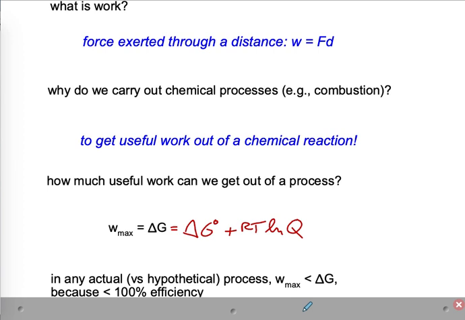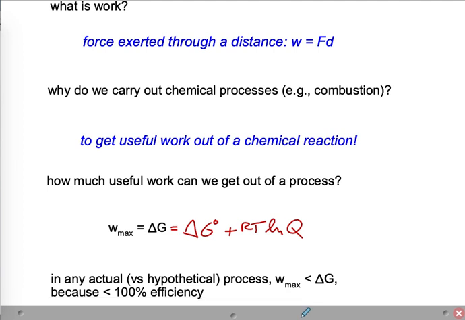Now, in reality, in an actual process as opposed to a hypothetical process, the maximum amount of work you can get is going to be less than delta G because no process is 100% efficient. That then is our discussion of thermodynamics.